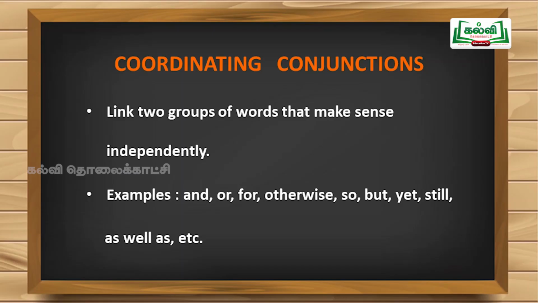Now we will go to coordinating conjunctions. Coordinating conjunctions link two groups of words that make sense independently. So there will be two groups of words. For example, he is a boy. Another sentence is she is a girl. The third sentence is they are playing. So we use: the boy and the girl are playing. So the conjunction we use here connects three independent meaningful sentences. Such conjunctions are called coordinating conjunctions.